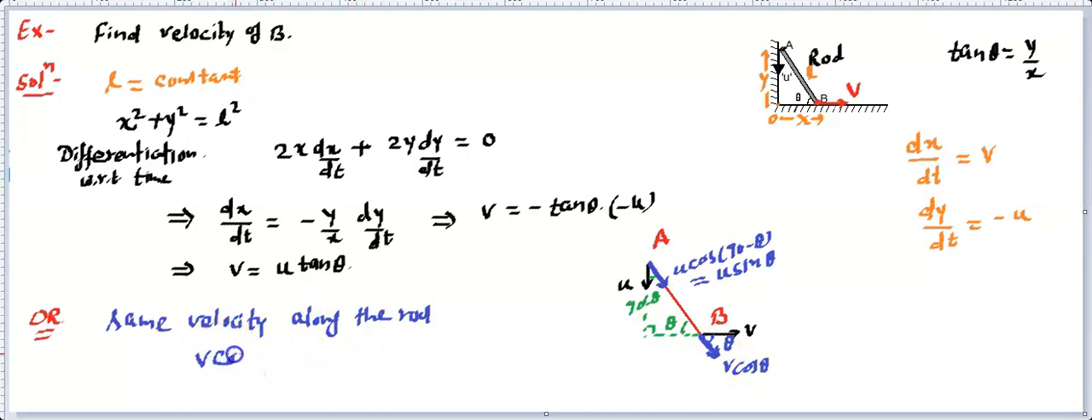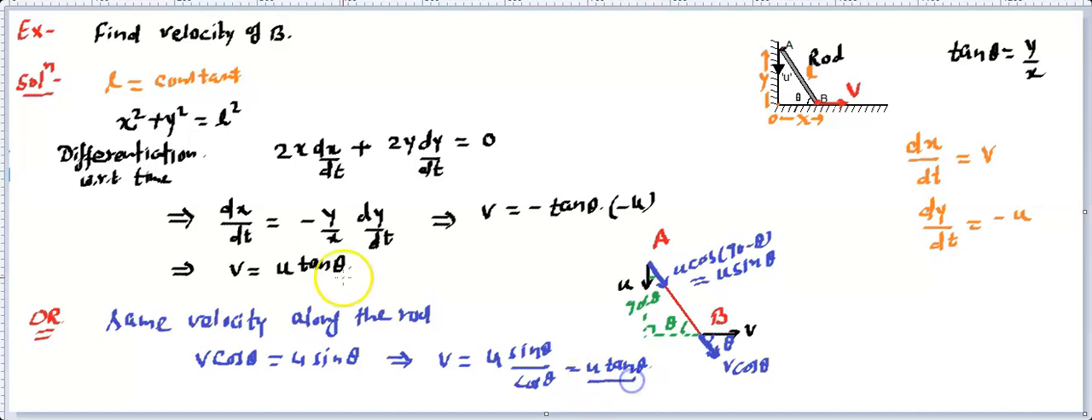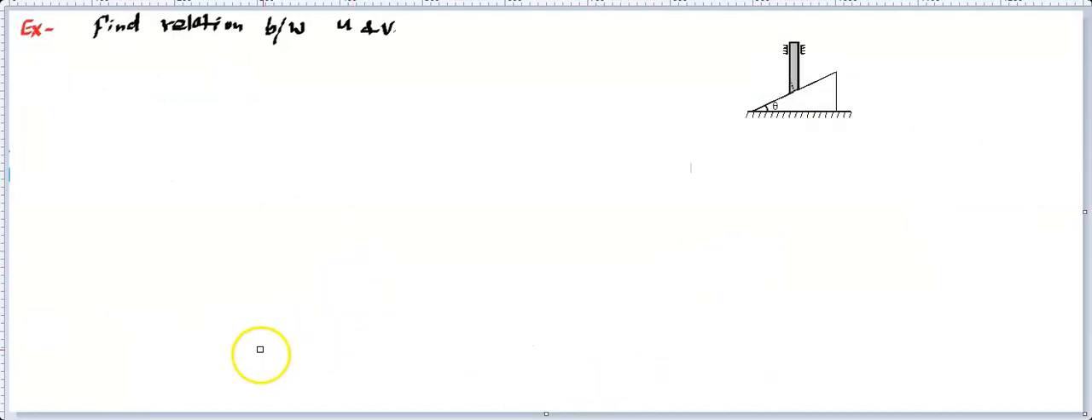So v cos theta should be equal to u sin theta. We were interested in the velocity v, which was unknown, so it is going to be u sin theta by cos theta. Sin theta by cos theta can be simplified as tan theta, so v equals u tan theta. You are going to get the same answer as you have already calculated. Now consider this next example.